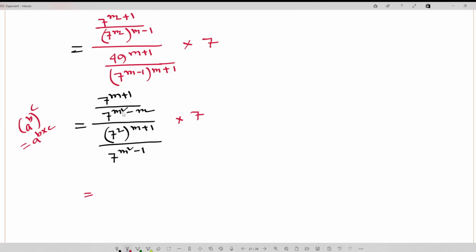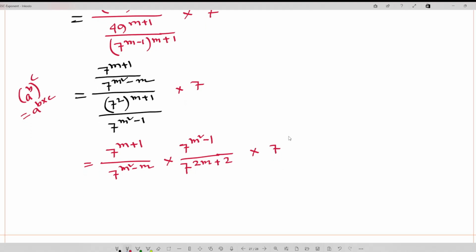And this fraction we can flip, so we can write like this: 7 to the power m plus 1 and here 7 to the power m square minus m times. So this denominator will become 7 to the power m square minus 1 divided by this numerator, which will become 7 to the power 2 to the power m plus 1, and we can write 2m plus 2, times 7.